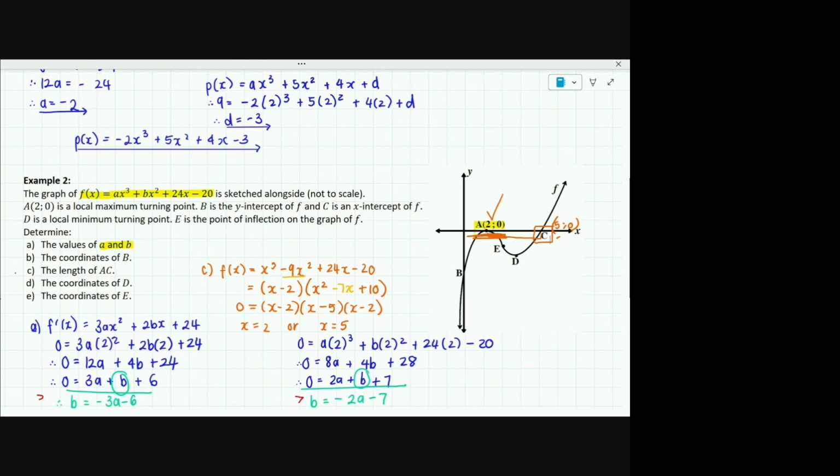All right, so guys, now we know that C is at 5, 0, which means that we can now say that the distance between A and C is 3 units.